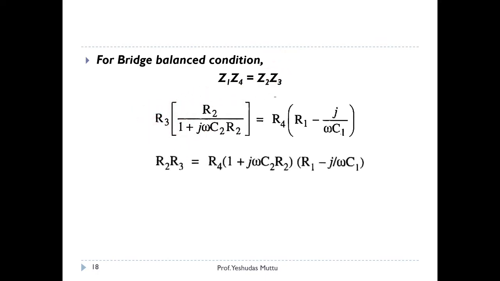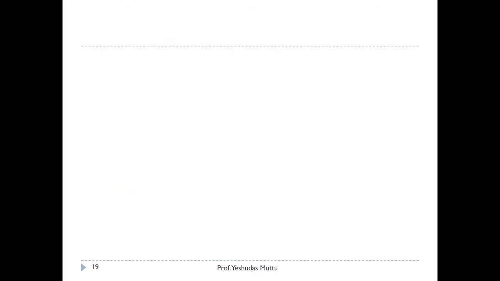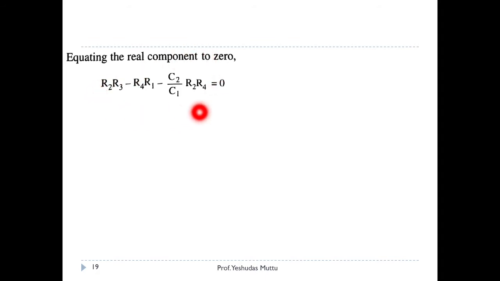Solve this and get what? Arrange it in such a way that I get real terms and I get imaginary terms. Okay, and call that equation as equation 1. Now let us start. Once I get a real and imaginary term, I'll now put the real term first as 0 because it's easy to solve. Okay, I've got this, equal to 0.